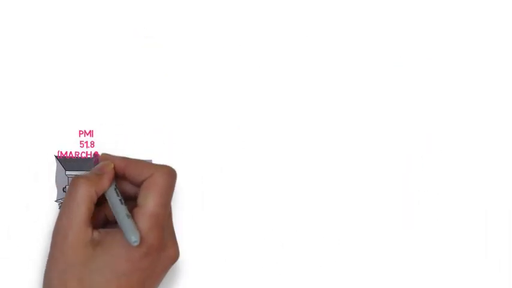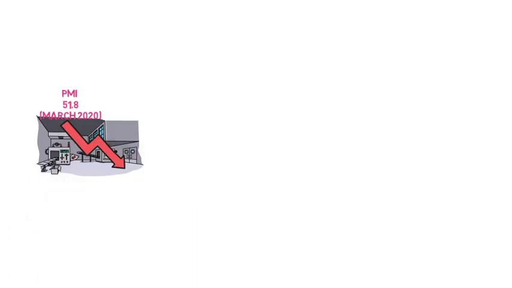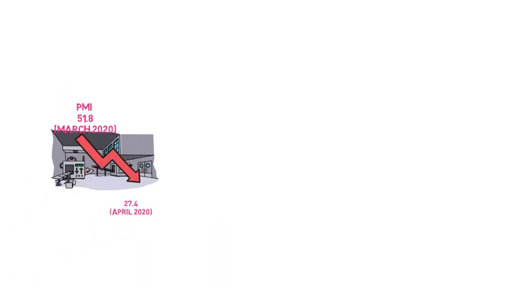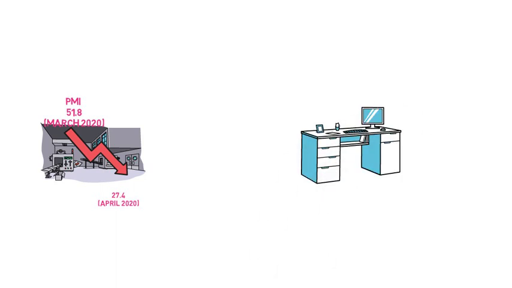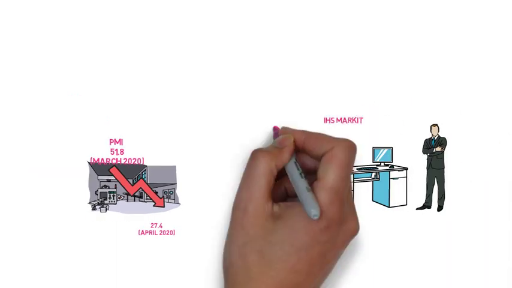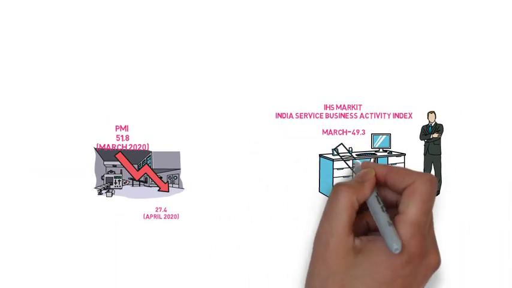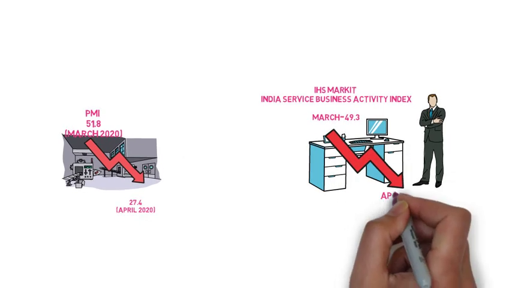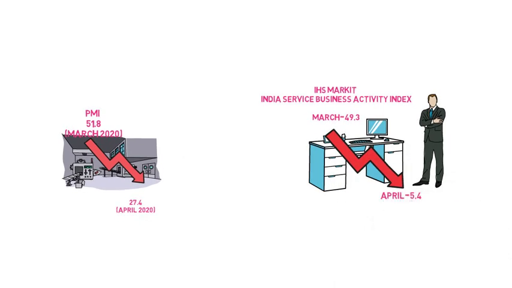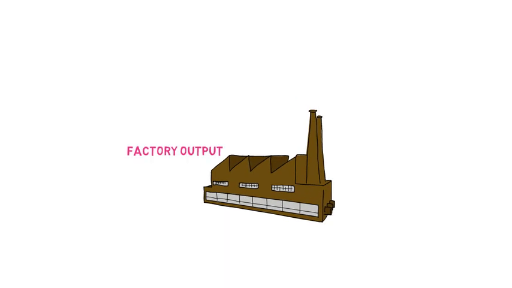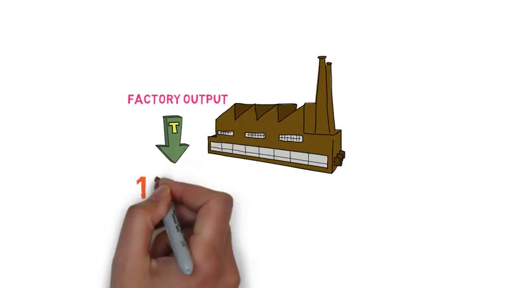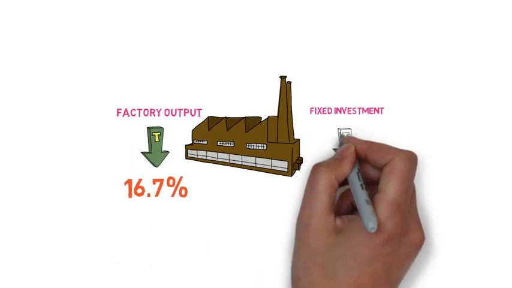Consumer spending and the lockdown affected the production, manufacturing, and service sectors. The Purchasing Managers' Index and India Services Business Index were down to 27.1 and 5.4 in April. That shows a slowdown in the sector. India's factory output contracted in March by 16.7%, and fixed investment contracted by 3.5%.